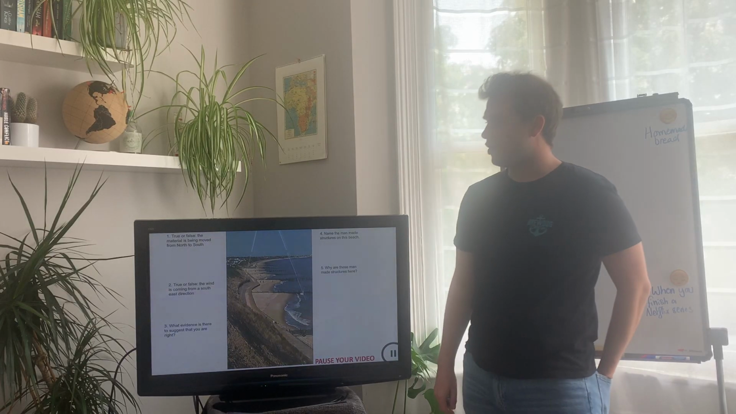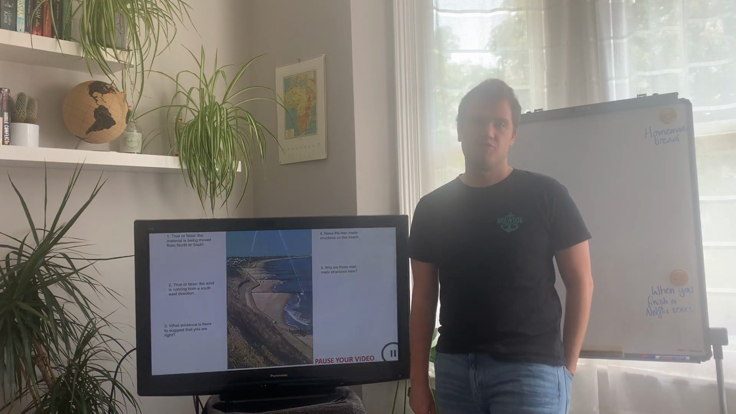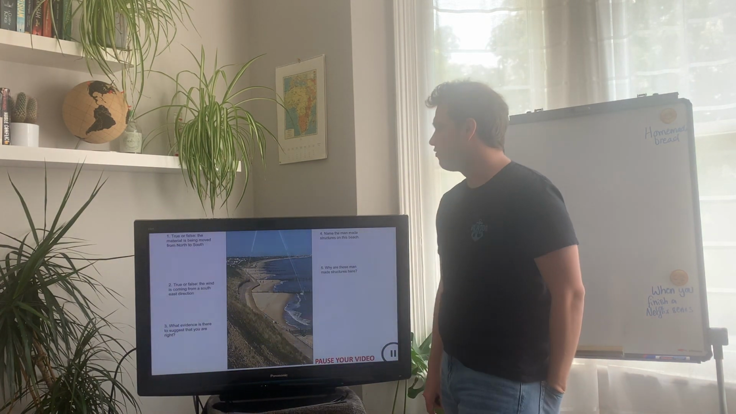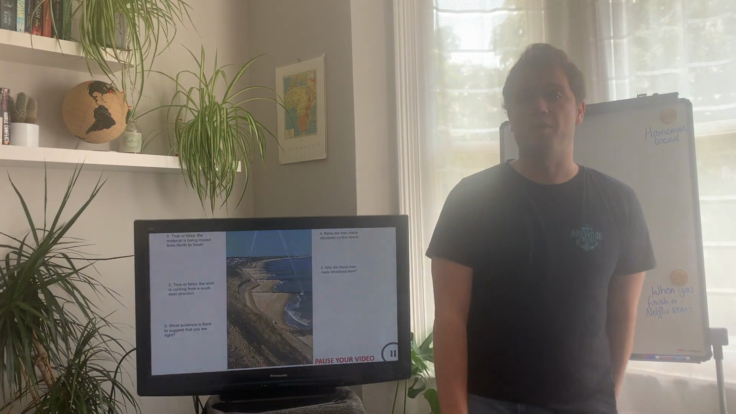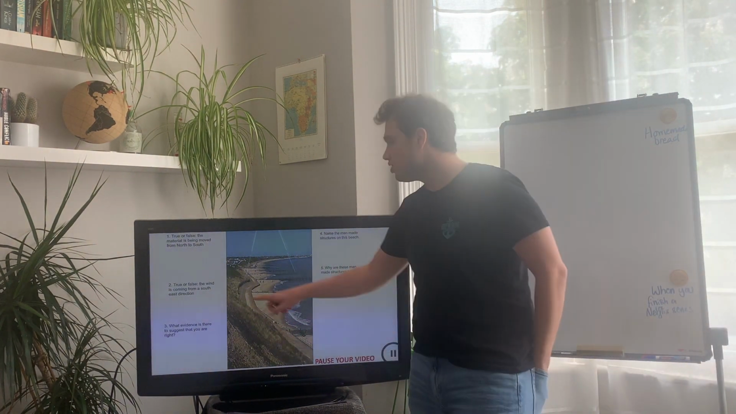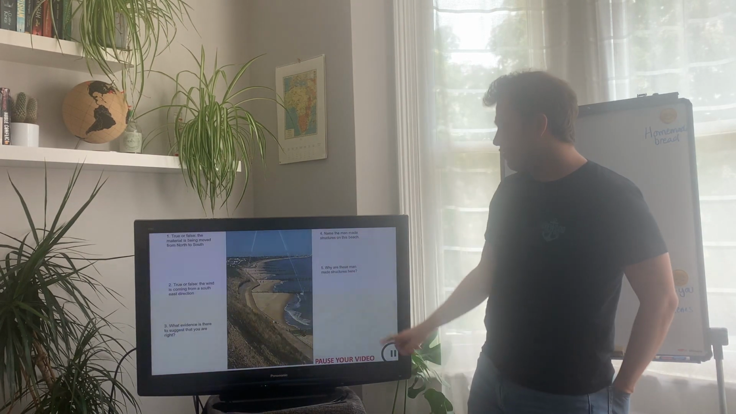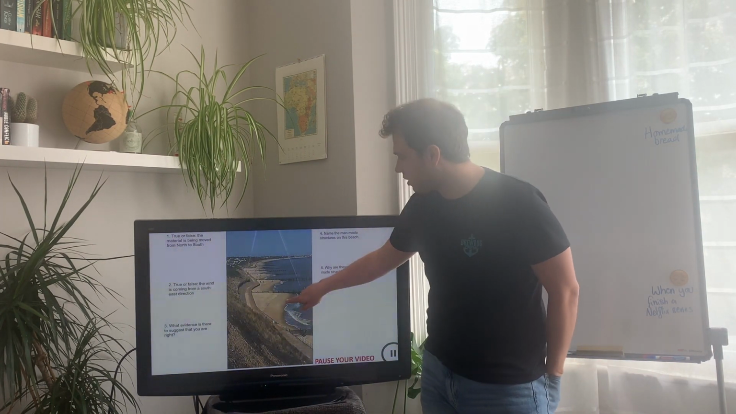So question 1, true or false? The material is being moved from north to south. So do we think that material is being moved this way along the coastline? The answer on that one is false, and we'll explain why in a moment. True or false, the wind is coming from a southeast direction. So is the prevailing wind coming in this direction?